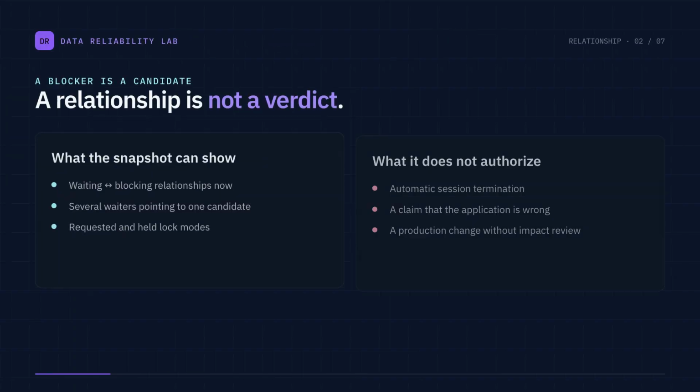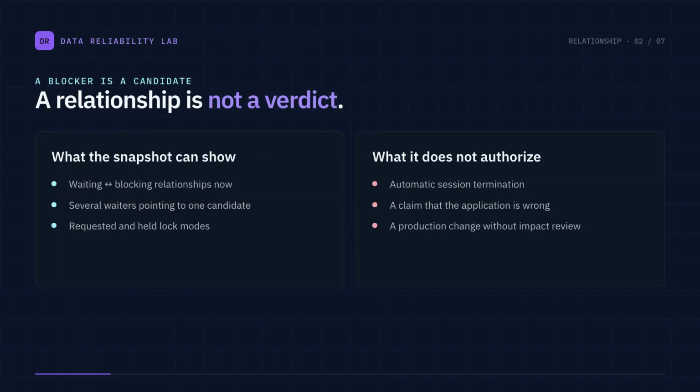A waiting transaction and a blocking transaction form a relationship, not a verdict. One blocker may have several waiters. A session at the head of the current chain deserves investigation, but that does not prove it is defective or safe to terminate. It may be completing an important transaction, protecting consistency, or waiting on something outside this snapshot.